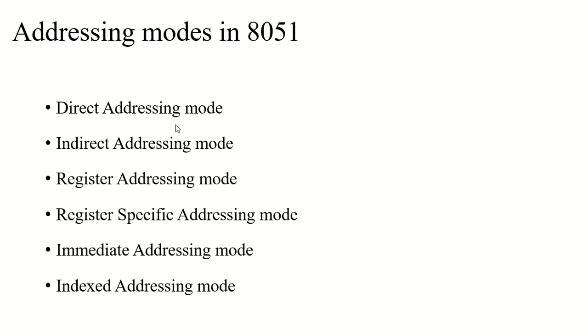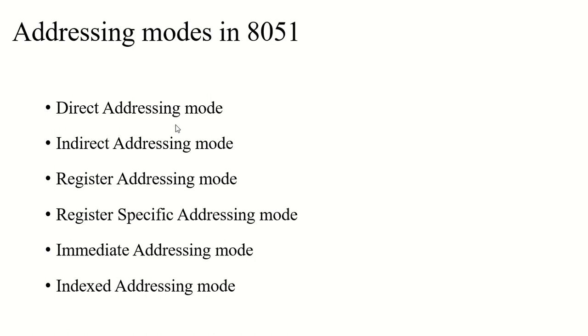In direct addressing mode, what happens? The operand is specified by an 8-bit address field in the instruction, and one can access all 128 bytes of the internal RAM and SFRs directly, using the single byte address that is assigned to each RAM location and each SFR. SFR stands for special function register, by the way, if you don't know. We have covered that part in the playlist as well, so you can check out the playlist.